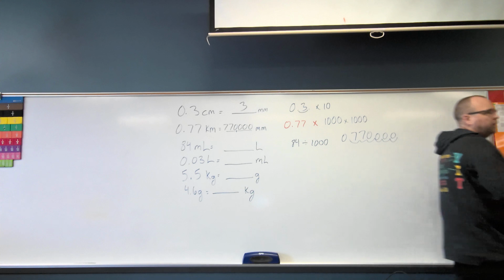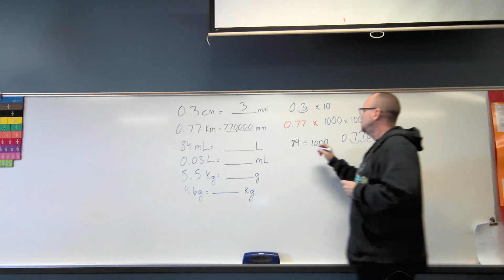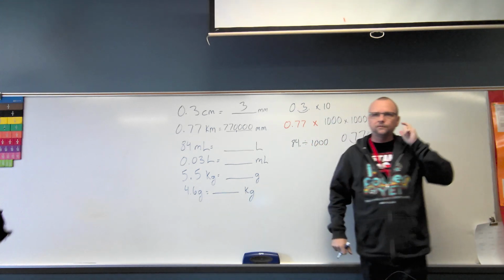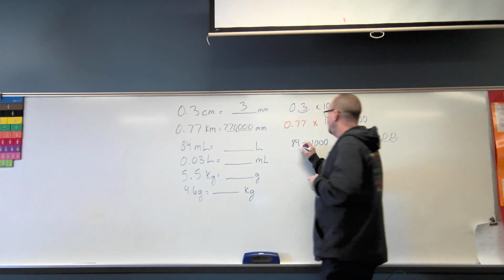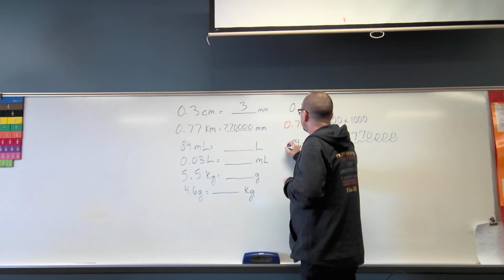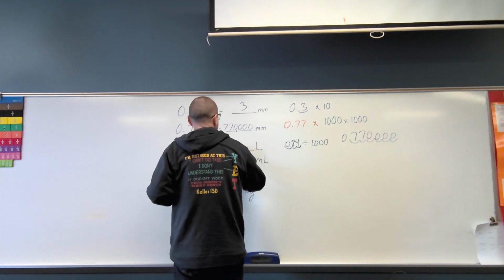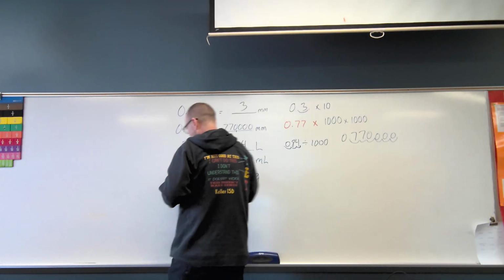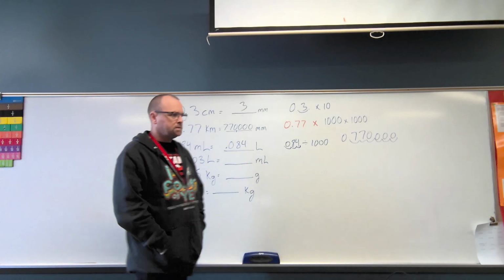So I move my decimal point. Which direction? To the left. How many times? 3. It starts behind the ones place, even if you don't see it. It's always behind the ones place. Moving it to the left, once, twice, 3 times. So it's going to be 84 thousandths. These are not problems you should miss.